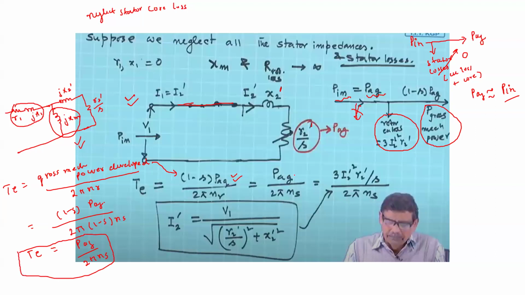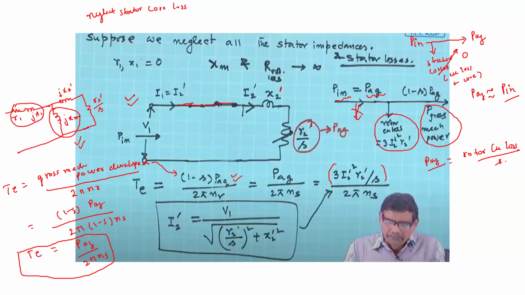However, what is the air gap power? We know the relation between the air gap power and the rotor copper loss. We have seen that air gap power is equal to rotor copper loss divided by slip. So it is coming as 3 I2 dash square R2 dash by S, because it is copper loss by slip, divided by 2 pi N_S.